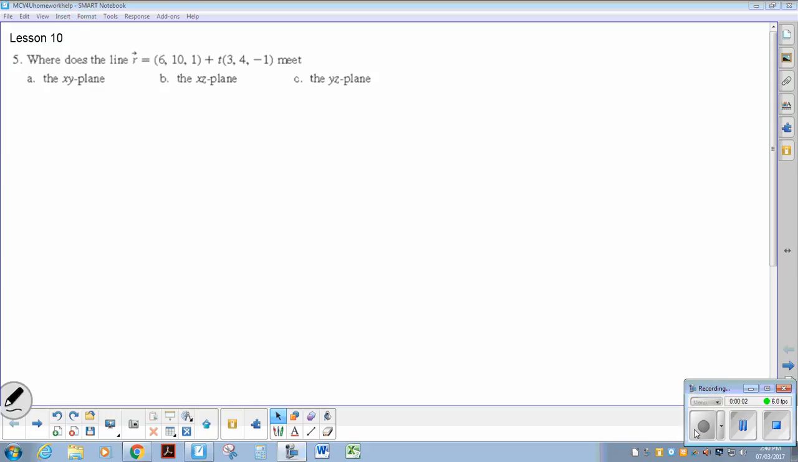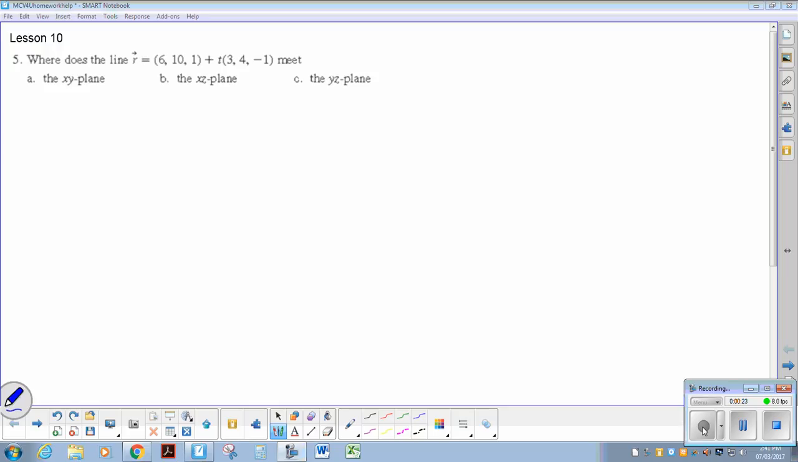All right, I've had a question about number 5 in lesson 10. The question asks, where does the line that's given there, line R, meet the XY plane, the XZ plane, the YZ plane? So I'm just going to do part A for you, and then from there, you should be able to do the other two parts.